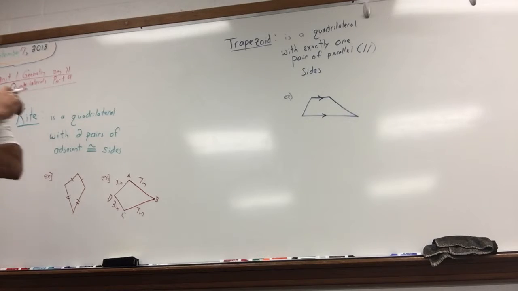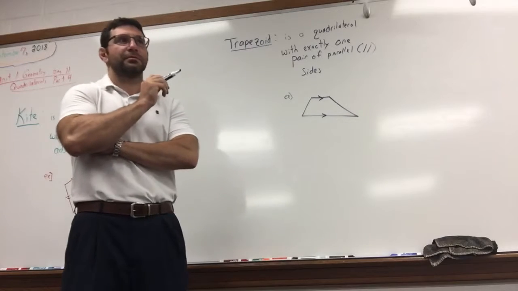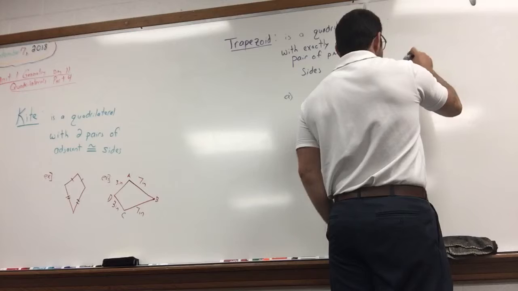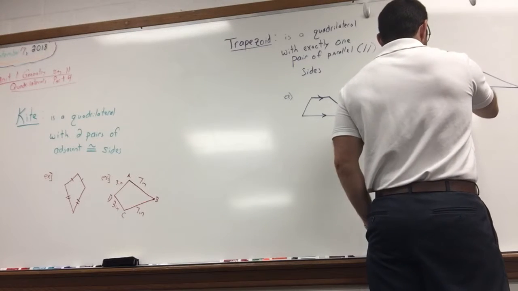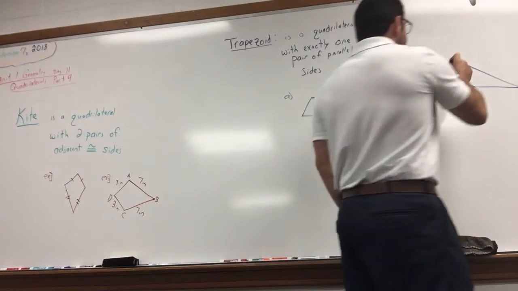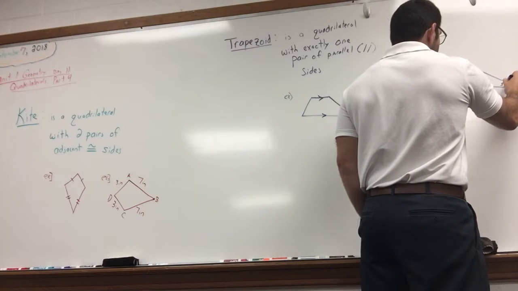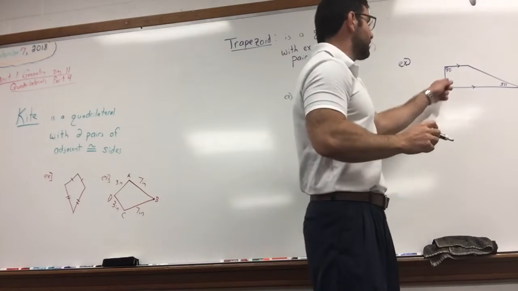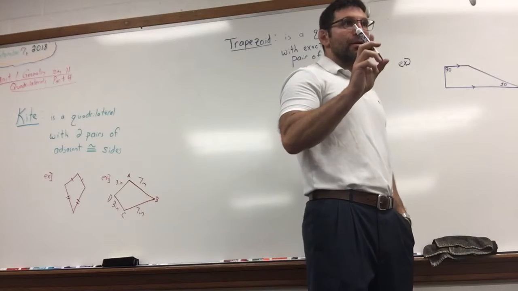If a trapezoid is a quadrilateral, what do all of the angles have to add up to? 360. If I showed you this figure and told you this is a trapezoid and said this angle is 90 degrees, this angle is 30 degrees, what do you think this angle down here has to be? Owen? 90. 90.